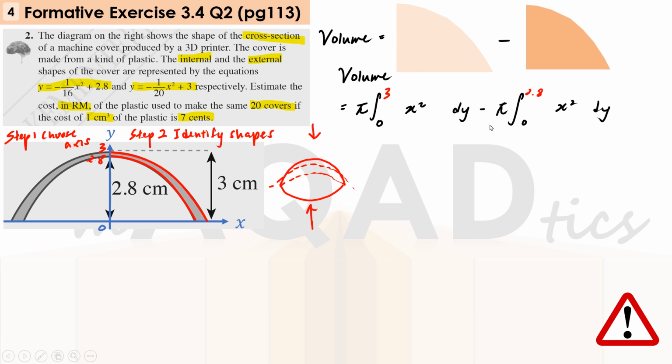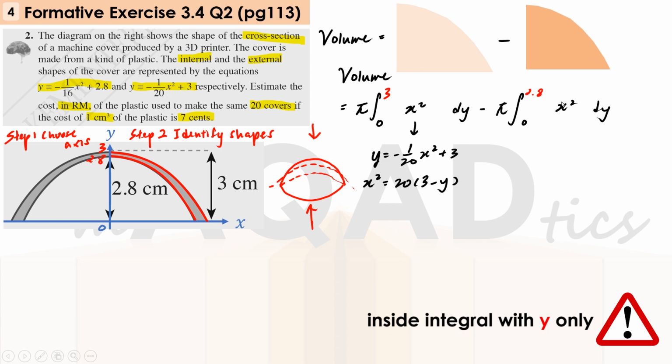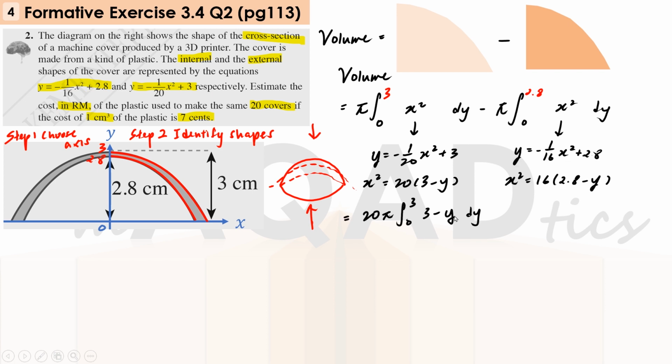Later on for these two integrals, inside must be y only, because we are integrating in terms of y. So for this x square, we can change it using this equation. Put x square on the left. Same goes for this equation as well. Then we substitute inside. So when we substitute this 3 minus y, I put it inside the integral, but for the 20, I put it outside. You can do this because this one is just a number. Same goes for this one: 16, I put it outside, and 2.8 minus y, I put it inside.